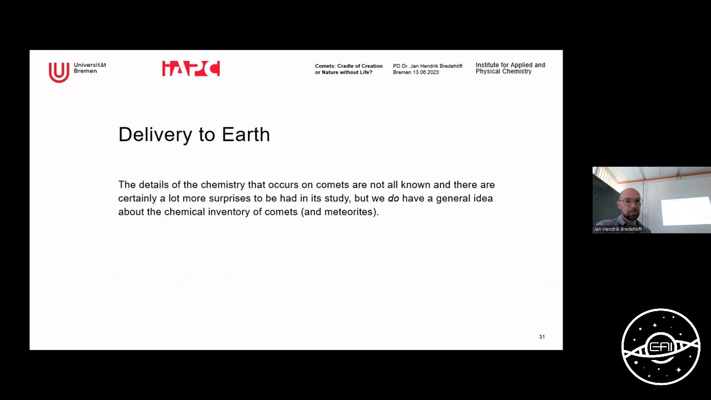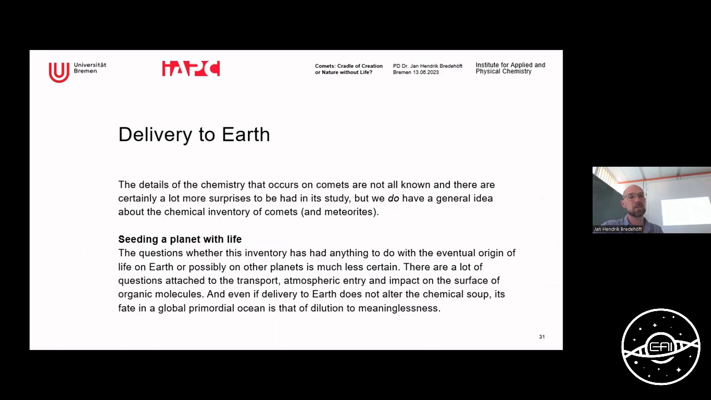So while we might not know all the details of the chemistry on comets, we do have a good general idea of what can and can't be formed by comets and meteorites by extension. And whether this inventory of organic chemistry has had anything to do with the origins of life on Earth or possibly on other planets is much less certain. There are a lot of questions and caveats attached to the transport, to the atmospheric entry, impact on the surface of the planet, how this will change organic molecules.